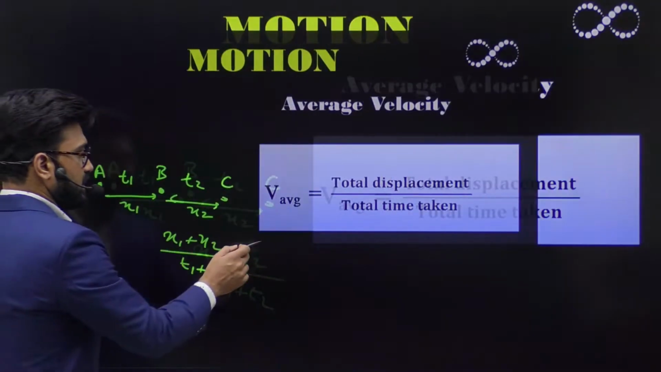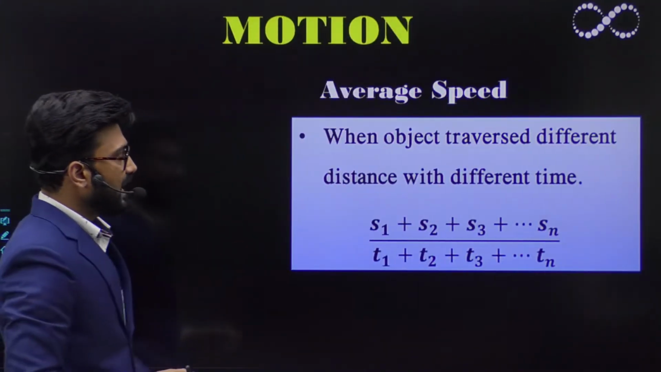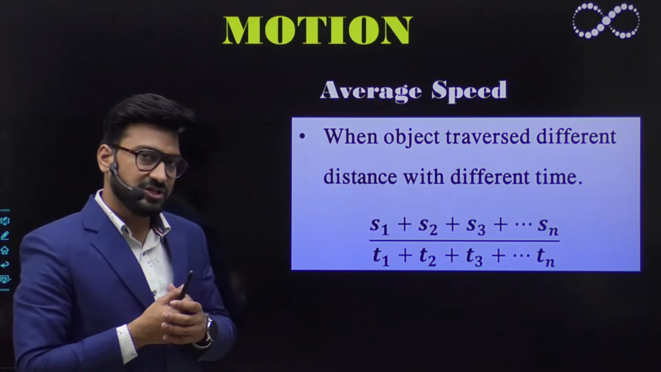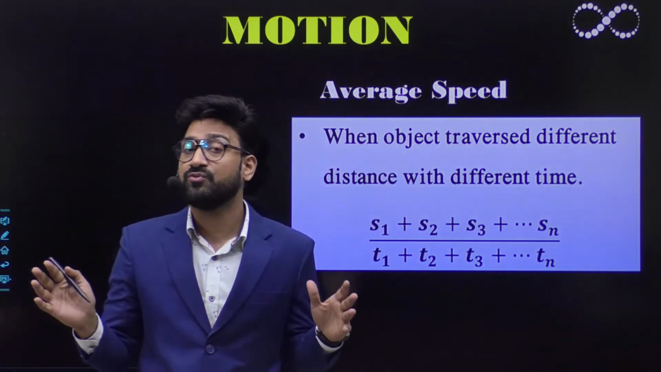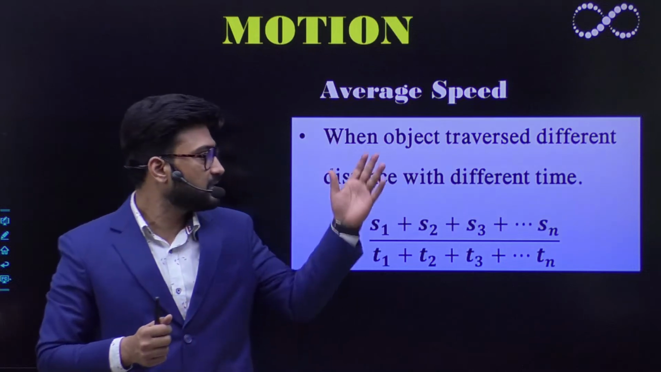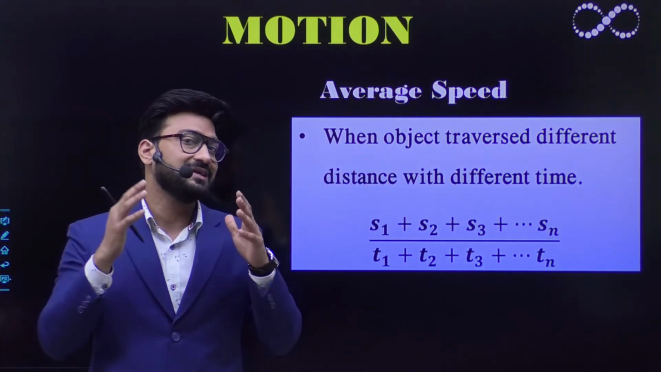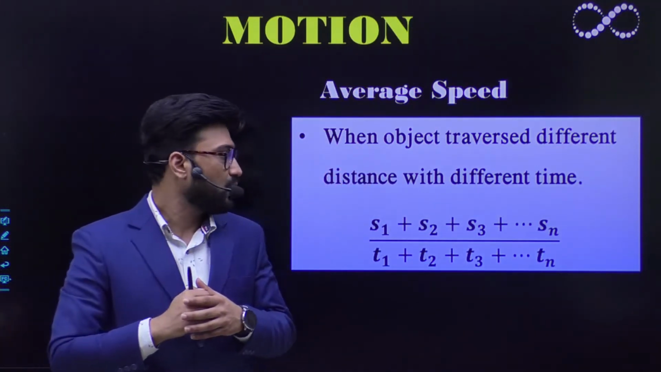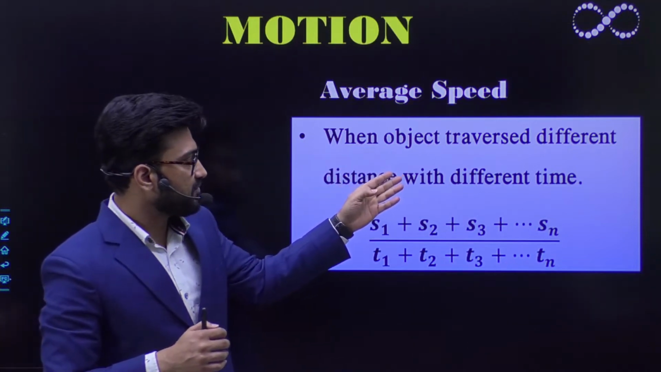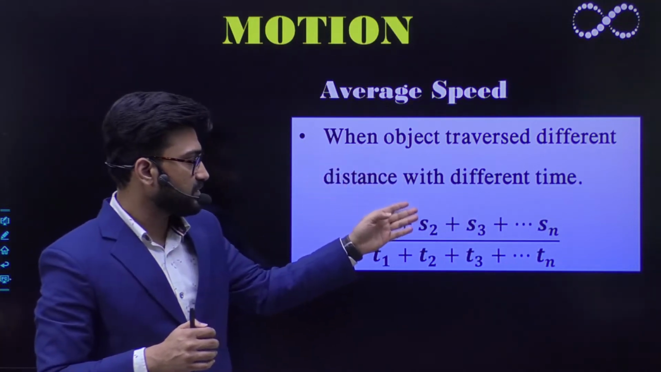The next formula is this one, average speed. Again, average speed is nothing but total distance moved by total time taken, because it is a speed, so that means it has to be total distance by total time taken. Okay, when an object travels different distances with different times.